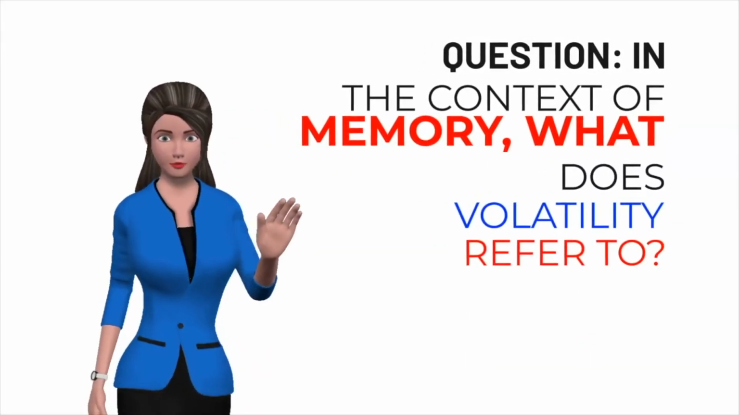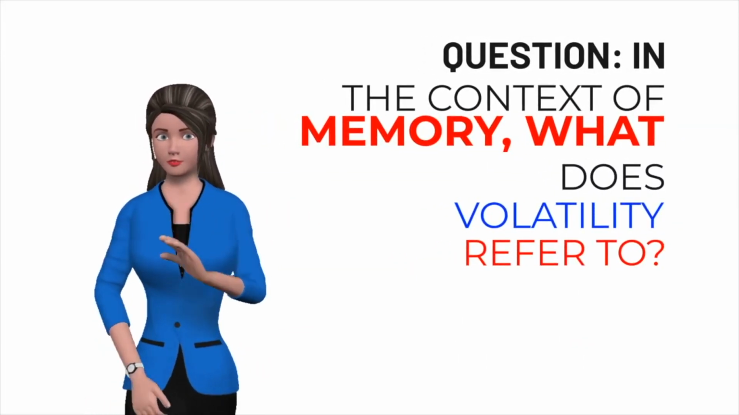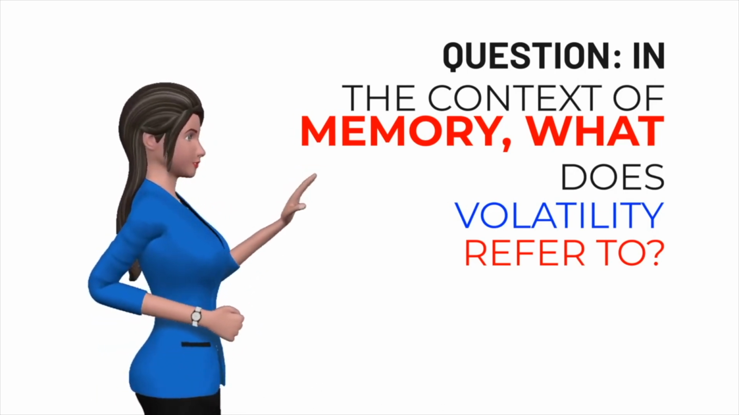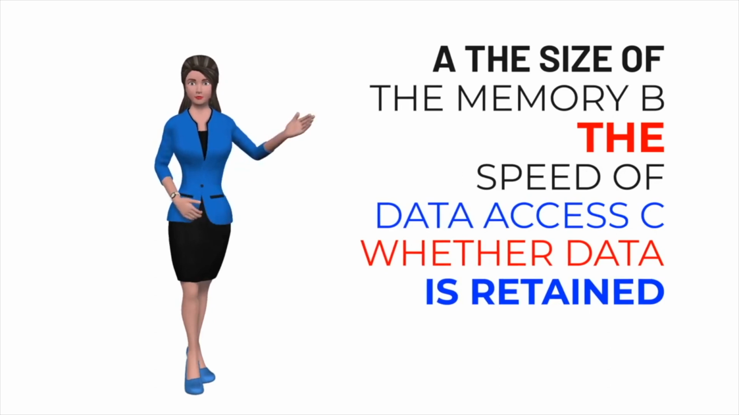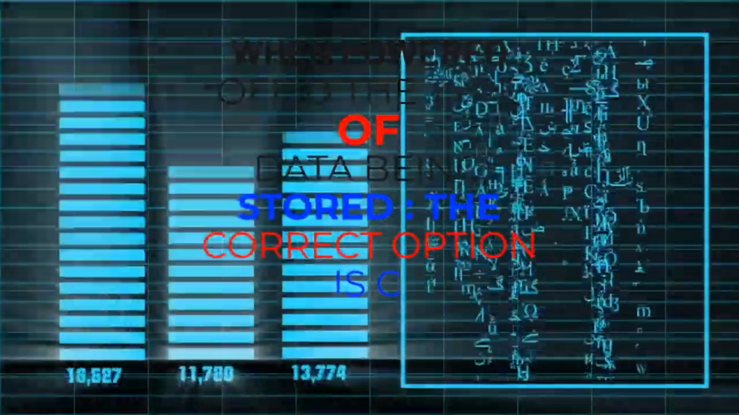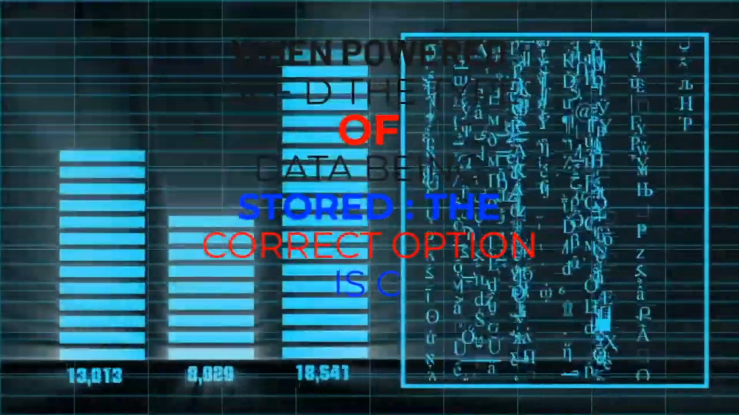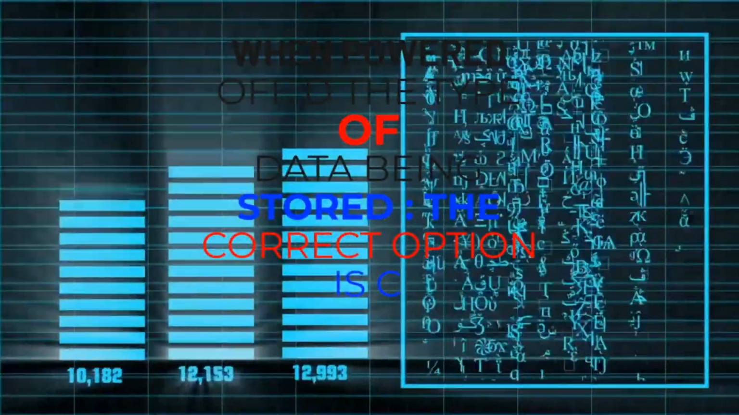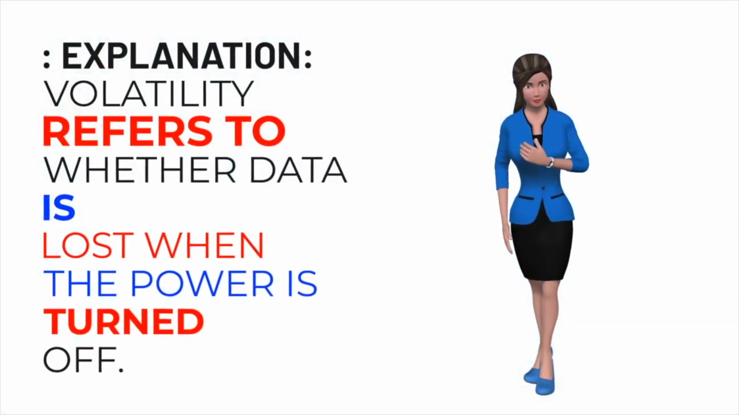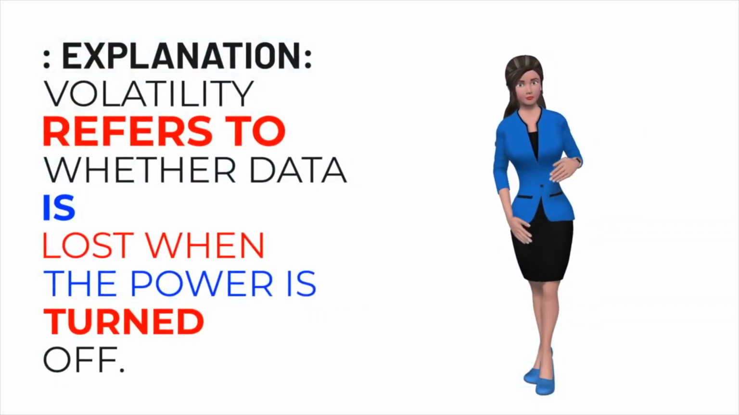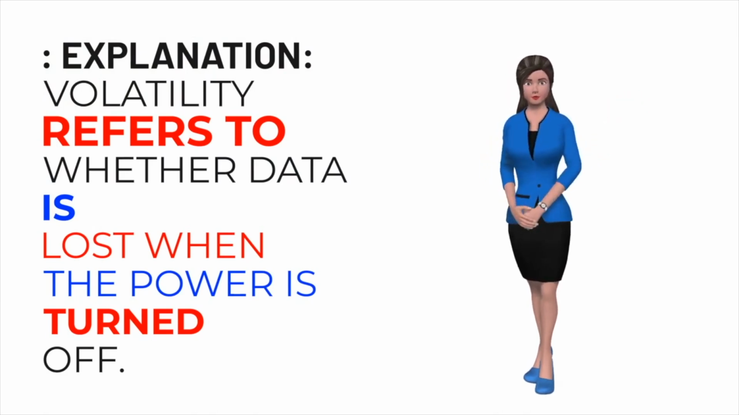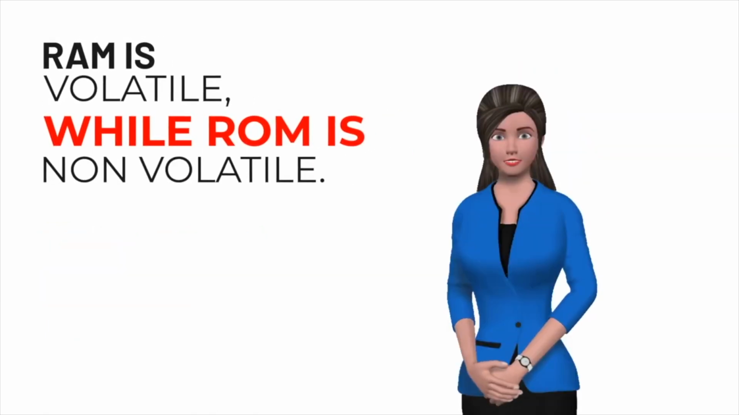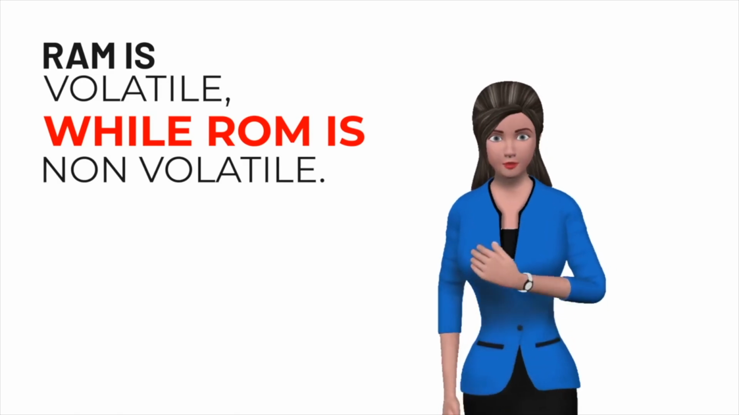Question. In the context of memory, what does volatility refer to? A. The size of the memory. B. The speed of data access. C. Whether data is retained when powered off. D. The type of data being stored. The correct option is C. Explanation: Volatility refers to whether data is lost when the power is turned off. RAM is volatile, while ROM is non-volatile.